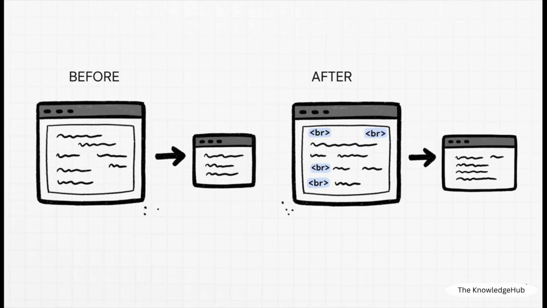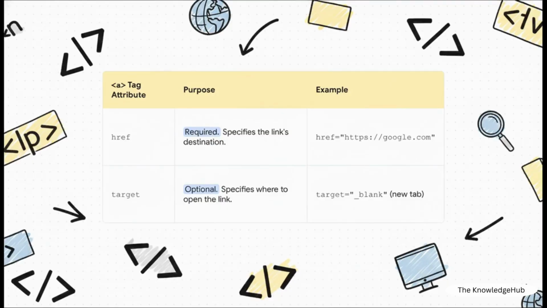Okay, here's a classic trip up for beginners. You can hit the Enter key 100 times in your code editor, and guess what? The browser will completely ignore it. That's because HTML collapses all white space. So if you actually want a line break, you have to explicitly tell the browser to make one using a tag like BR.